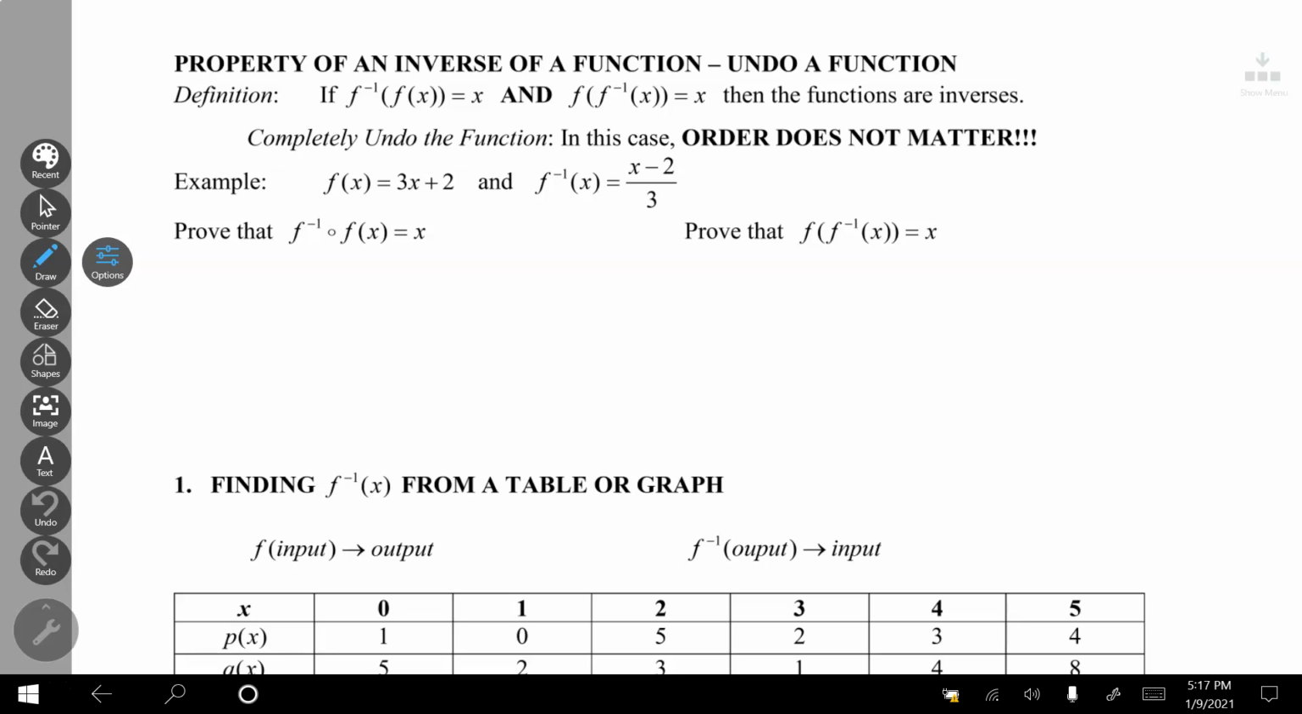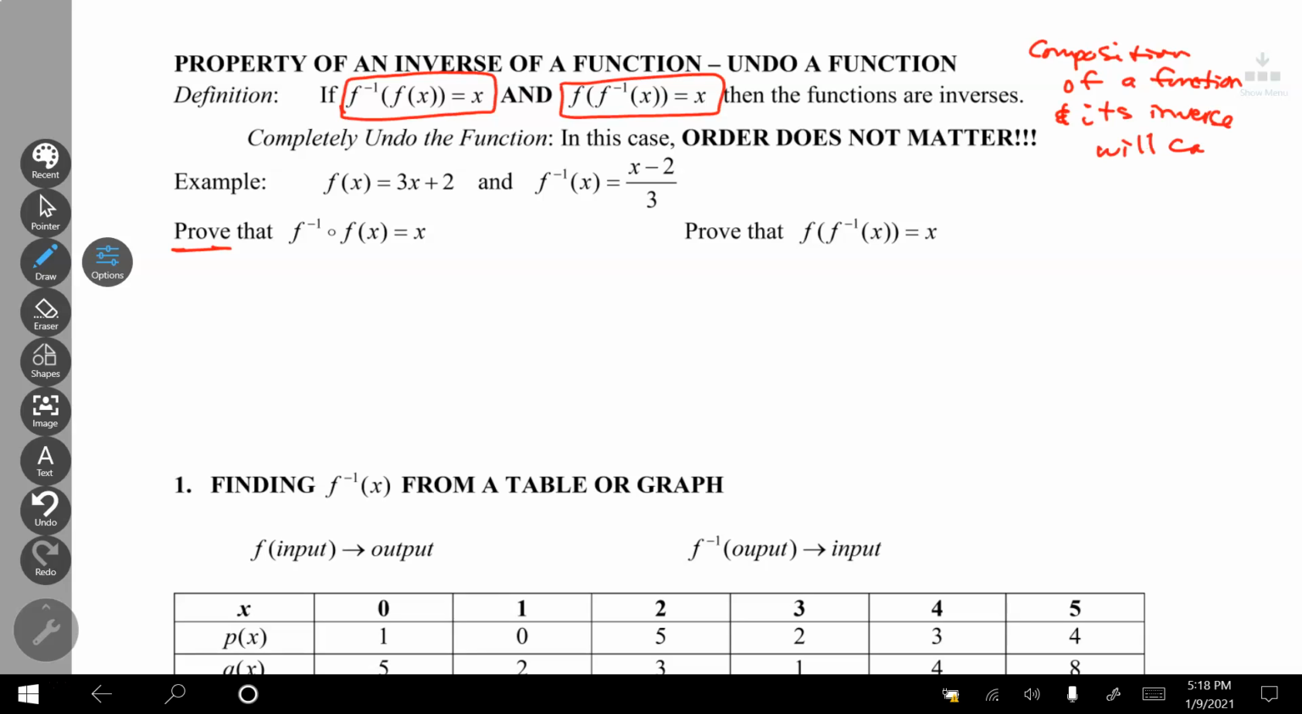Okay, on that last page, those two examples were finding an inverse. That means I give you an original function and you find its inverse by doing the whole switching of x and y's. Now we're going to prove how we do that. And the big thing about proving is that something very special happens, that when you do a composition of a function and its inverse, they will cancel. They always cancel.